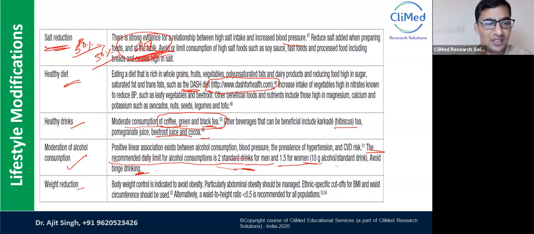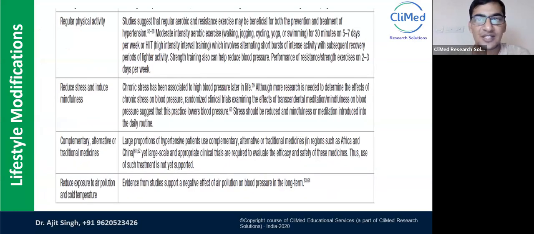And then weight reduction, as we have seen, a 3.8 kg weight reduction in 1.5 years can reduce your blood pressure by 3 to 7 mmHg. Then regular physical exercise, cardio, swimming, walking, jogging, cycling, yoga, all these help in lifestyle modification in hypertensive patients. Then stress and mindfulness is very important, because stress is one of the major factors for hypertension, for cardiovascular problems, for diabetes, and for other multiple diseases.